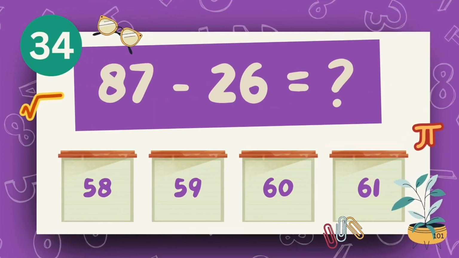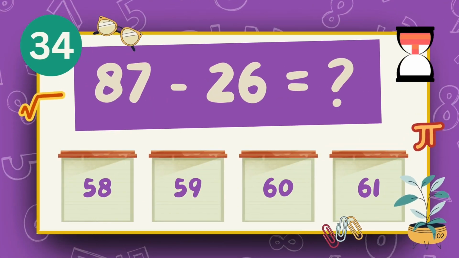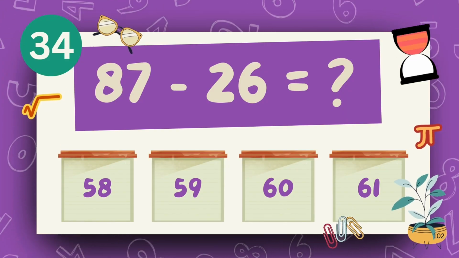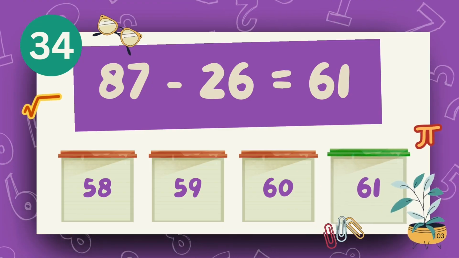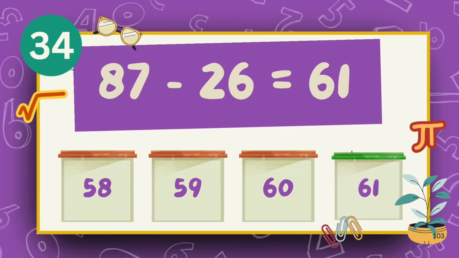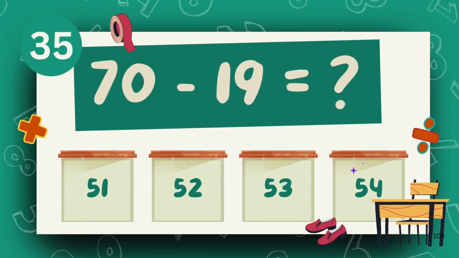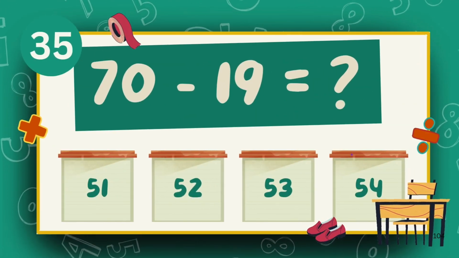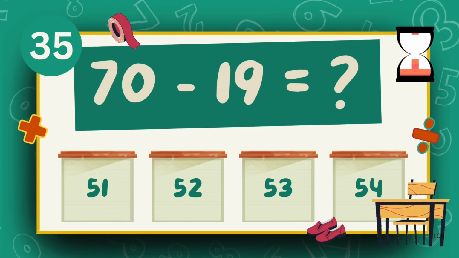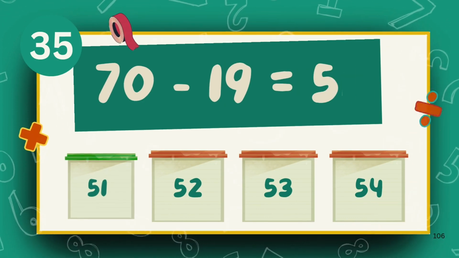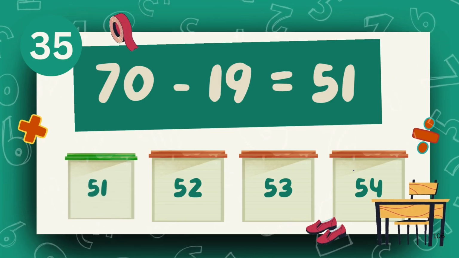What is 87 minus 26? The answer is 61. What is 70 minus 19? The answer is 51.